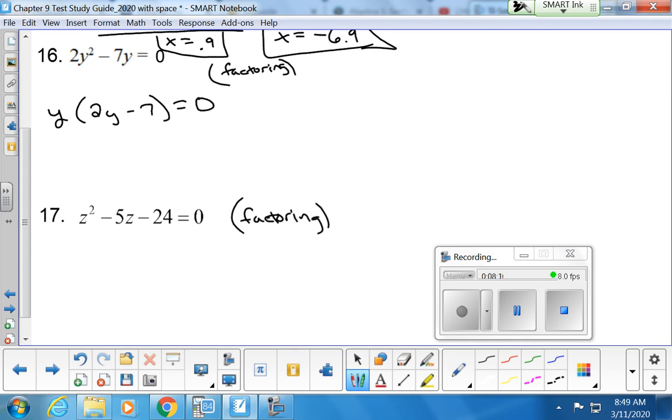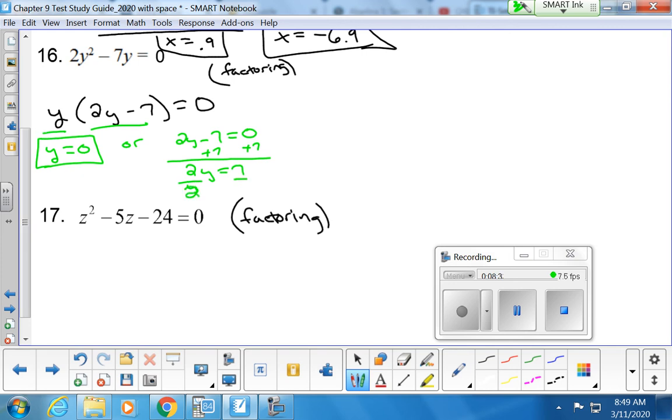If you pull out a y, why is it 2 x's? Okay, zero product property. Here's how it works. If this times this is 0, then either y is 0 or 2y minus 7 is 0. This is already solved, but this I need to solve. So I would add my 7, and I would divide by 2. Oops, that's a 2. So y equals 3.5. Those are your 2 answers, 0 or 3.5.